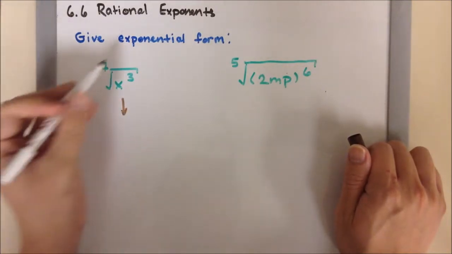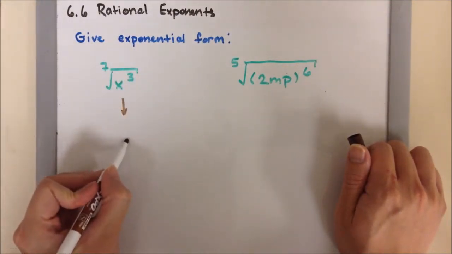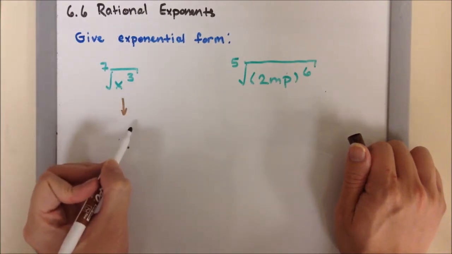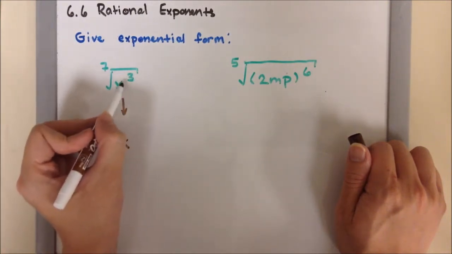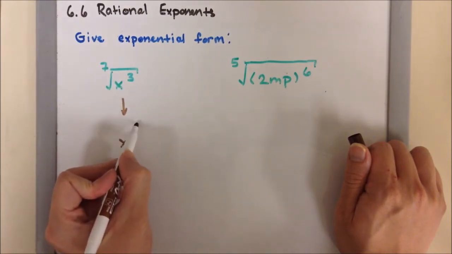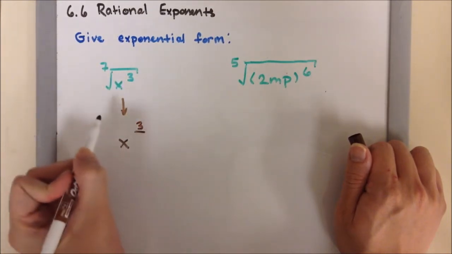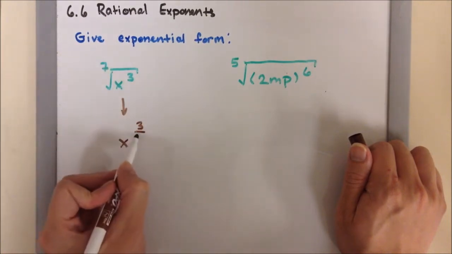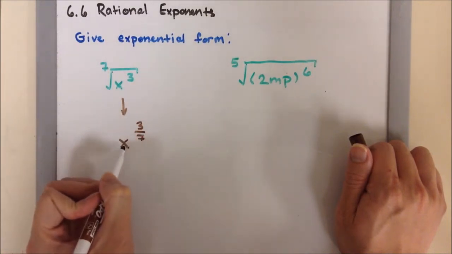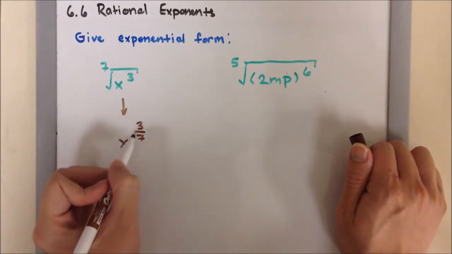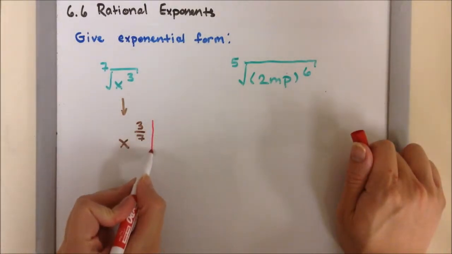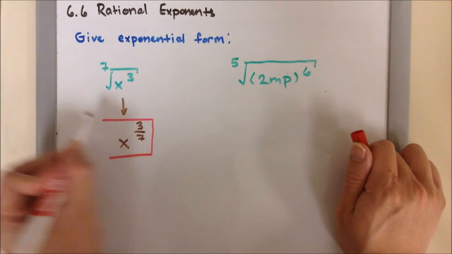So to be in exponential form, first I'm going to write my base, and then what's going to be my numerator is the exponent that's inside, so 3, over my denominator, which will be the index, the number that's outside the radical, which is 7. So x to the power of 3 over 7. That will be my final answer, and that's all you have to write when asked to give an exponential form.